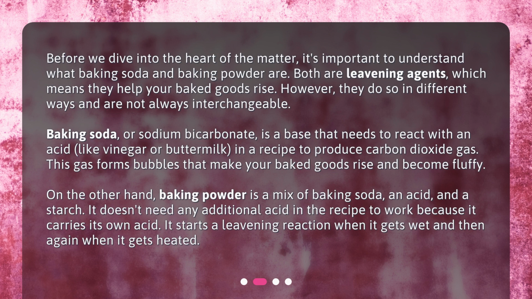Baking soda, or sodium bicarbonate, is a base that needs to react with an acid, like vinegar or buttermilk, in a recipe to produce carbon dioxide gas. This gas forms bubbles that make your baked goods rise and become fluffy. On the other hand, baking powder is a mix of baking soda, an acid, and a starch. It doesn't need any additional acid in the recipe to work because it carries its own acid. It starts a leavening reaction when it gets wet and then again when it gets heated.